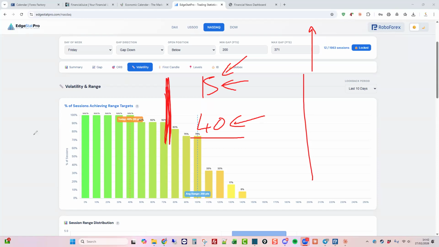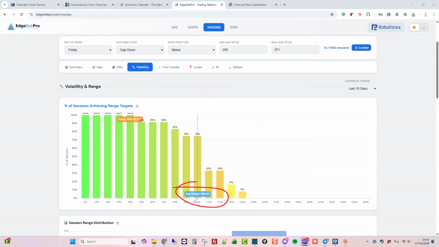So this data here is along those sorts of lines. Be aware, we've already done 40% of the average session range. So you've only got a 60% chance of getting up to there before that starts dropping off.